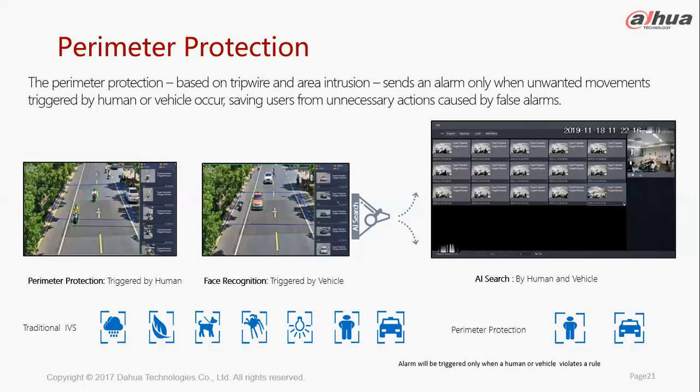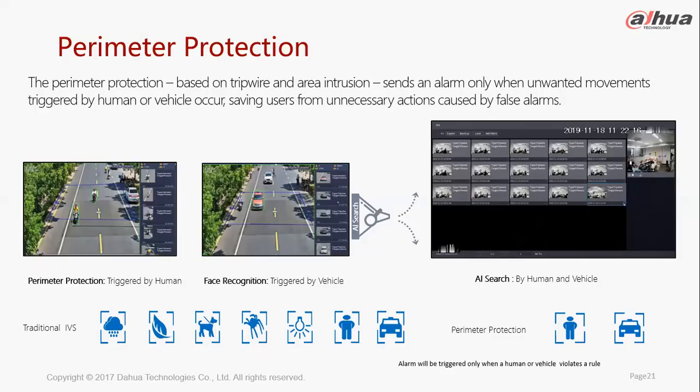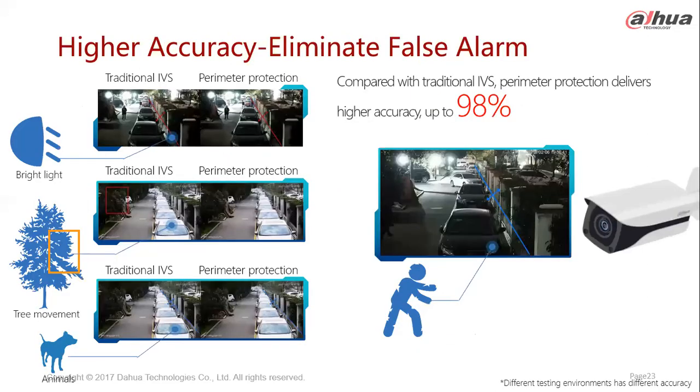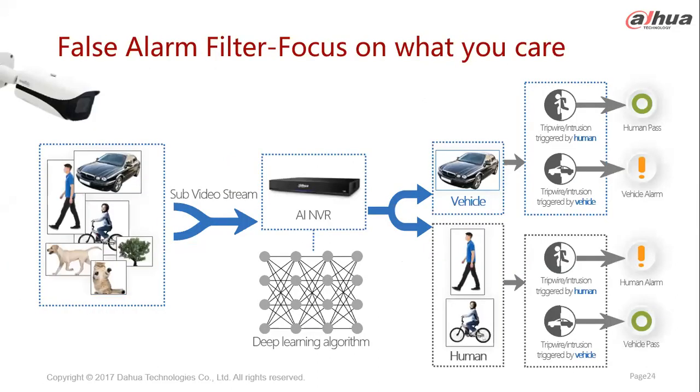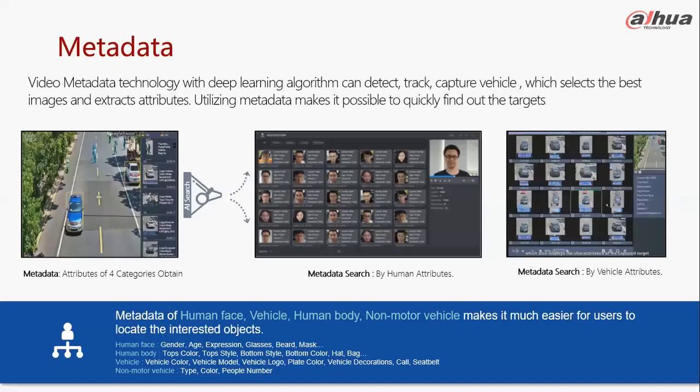So all this information like perimeter protection is just a repetition from what we did before. I don't see anything different. In terms of false alarm, etc., we talked about this. High detection metadata, we talked about what metadata is. So you can see gender, expression, glasses, top style, bottom style, trouser, type of vehicle, people number inside. Okay.